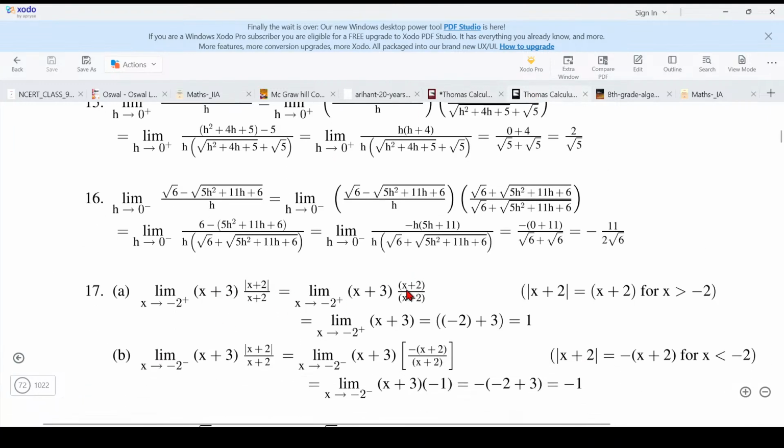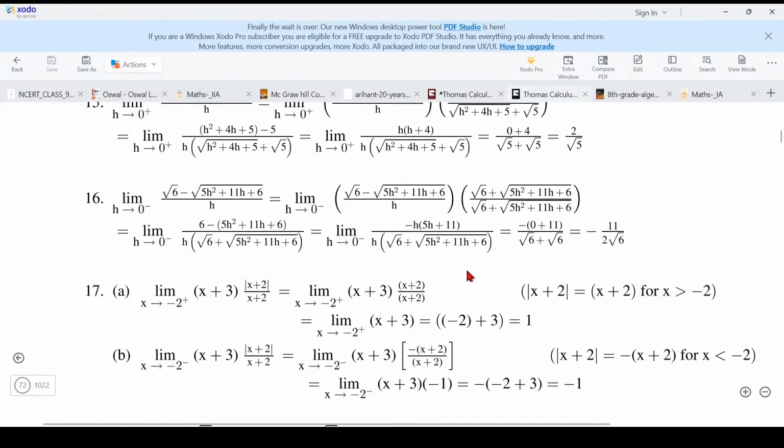What he has done is written x plus 2 by x plus 2. Why? Because we know when x is towards the right of minus 2, this is definitely positive. x plus 2 is positive. That's why we are able to remove mod. So that's what he is saying.